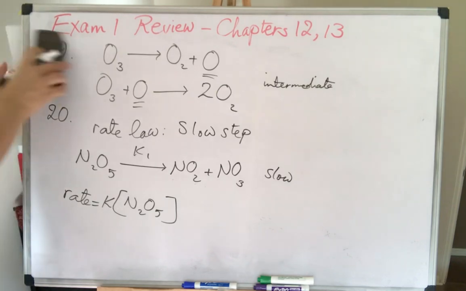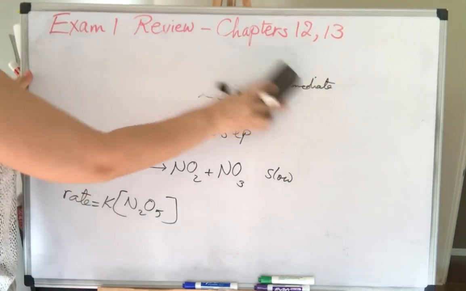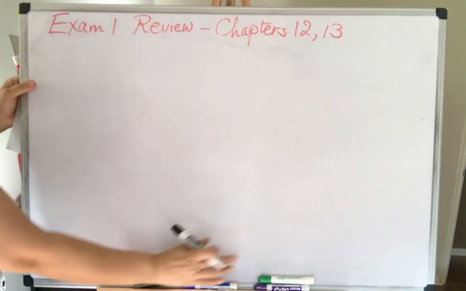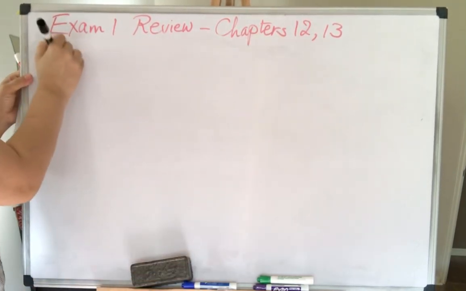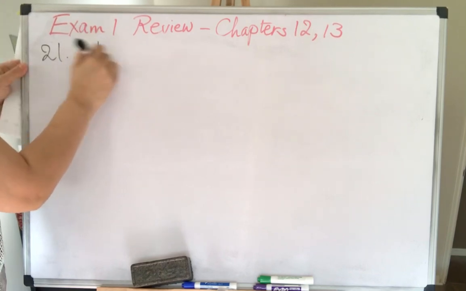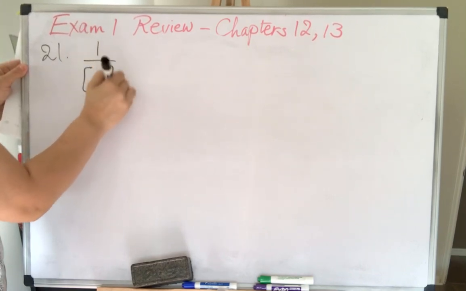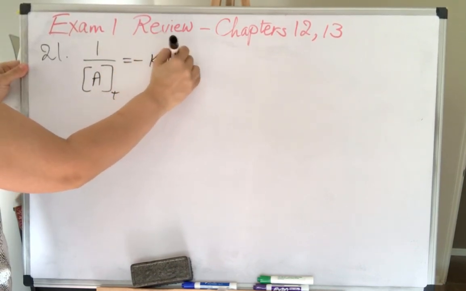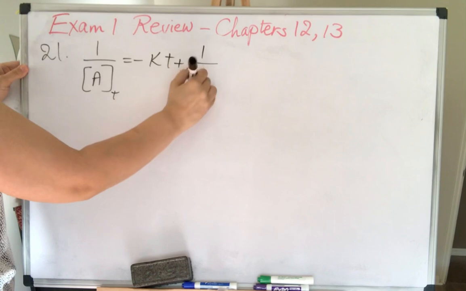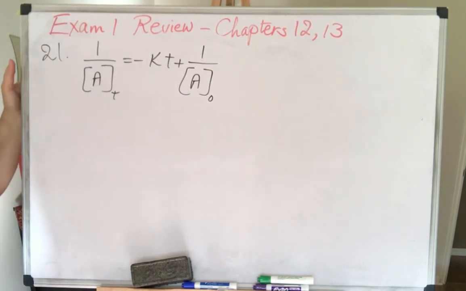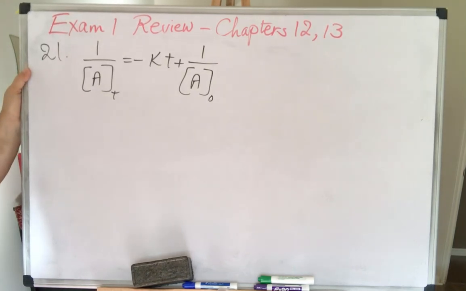Questions number 21 and 22 are about integrated rate laws. The equations are given in the exam. So it's a second order reaction. So let's just write down the integrated law for a second order reaction first, and then see what's going on. A second order reaction starts with an initial concentration of 0.1 mole per liter.